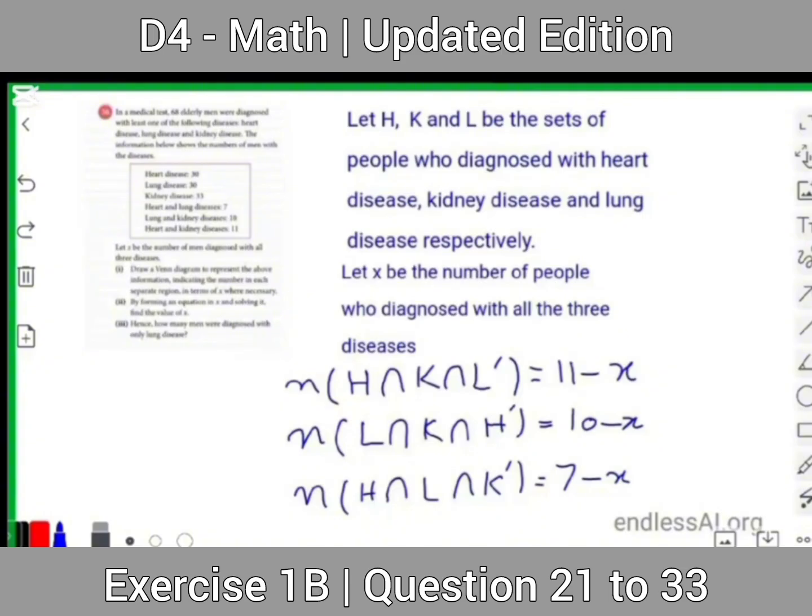In simple words, we are subtracting the number of people who were diagnosed with all three diseases from the people who have heart and kidney disease at a time, and who have lung and kidney disease at a time. And last but not least, the number of people who have heart disease and lung disease but not kidney disease is equal to 7 take away x.